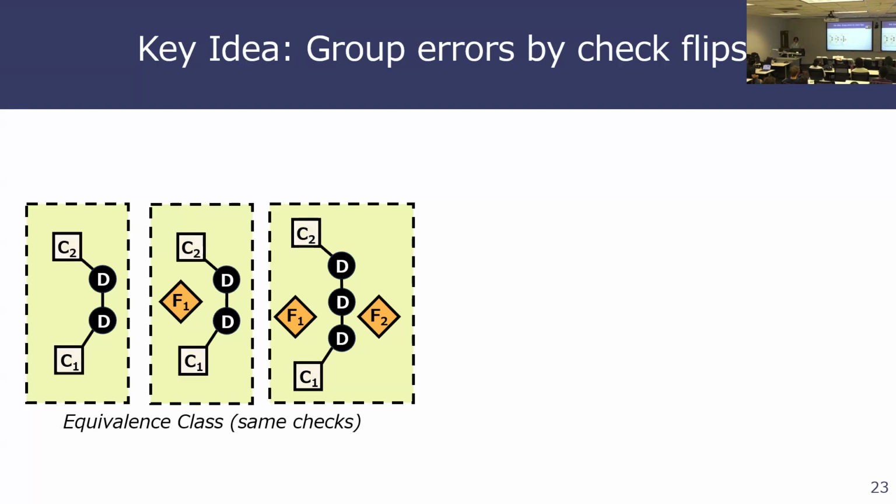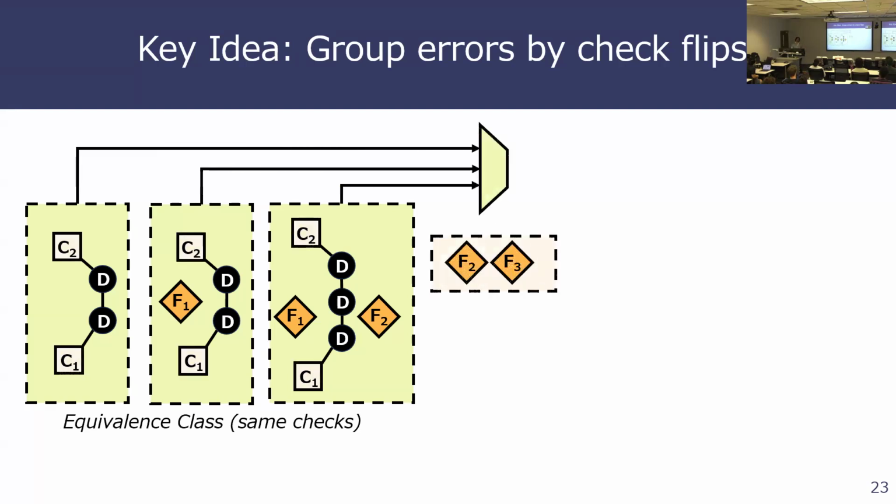So we call this an equivalence class. And what we're going to do is exactly the same thing as before. We're going to look at our flag syndrome, compare all these, and choose the most probable event to use while decoding.